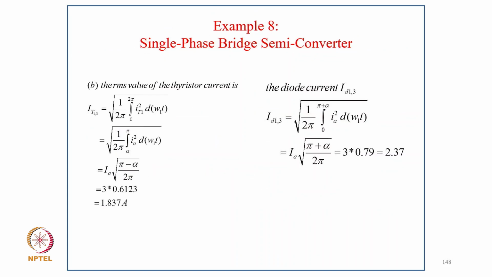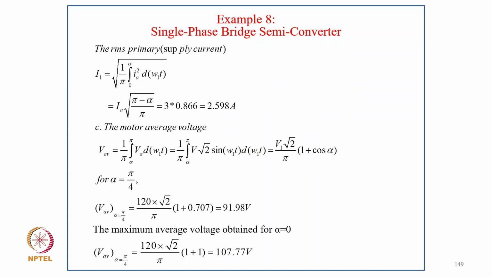Now the RMS value of the thyristor current IT is the square root of 1 upon 2 pi integral 0 to pi of IT squared d omega t. Putting in the values, it comes to 1.837. The diode current ID is the square root of 1 upon 2 pi integral 0 to pi plus alpha of IA squared d omega t, and putting in values, it comes to 2.737 ampere. And the primary RMS current I1 is the square root of 1 upon pi integral 0 to alpha of I squared d omega t, putting in values, it comes to 598.